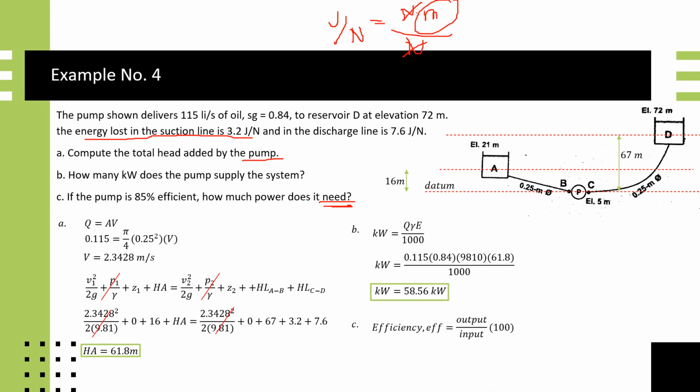Yan. Letter C. Efficiency formula. Meron kang given na efficiency na 0.85. Ginawa ko ng 85 kasi naka 100 yon. Meron kang output na 58.56. At ang hinahanap mo is yung input power natin. So, yan. Salpak-salpak lang to. 68.89 kilowatts. So, that's your final answer in letter C. Lastly, guys. Last.